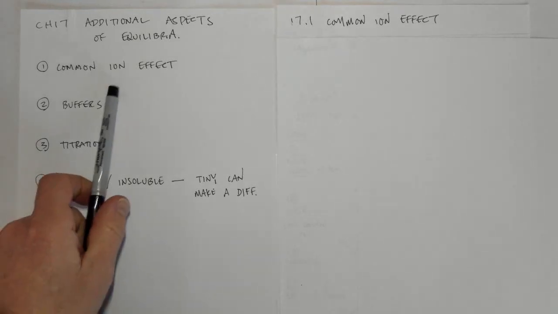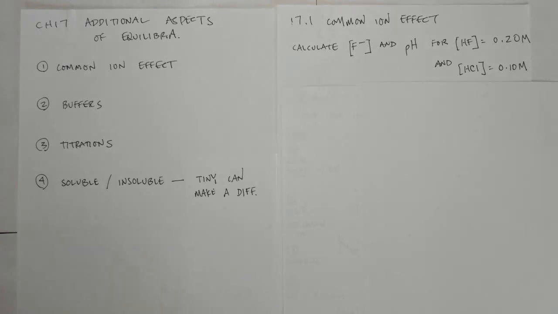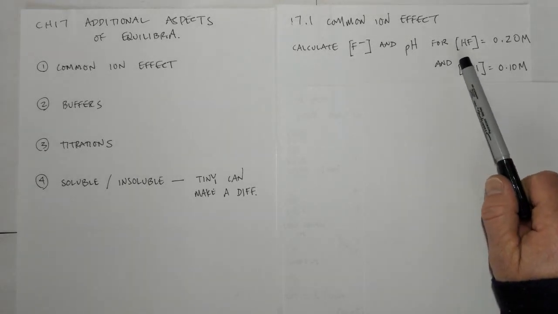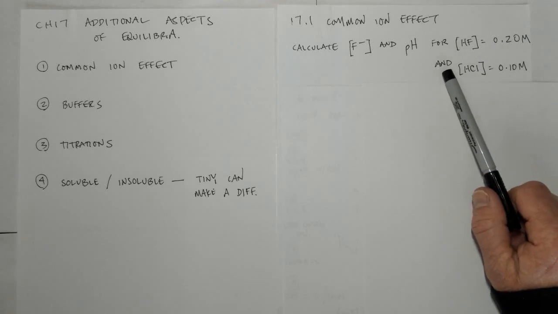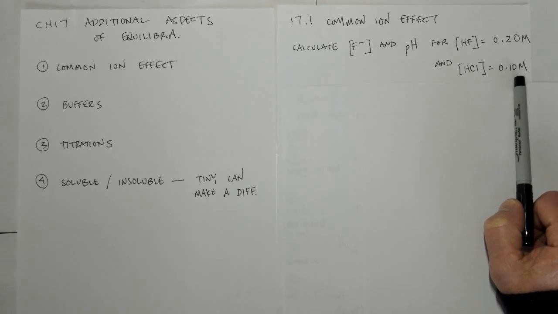So here we are in the common ion effect. It's chapter 17, section 1. And the common ion effect is when we have something dissolved in water, usually a weak acid or base, and then an ion that is in common with that. So let's jump right into a sample problem. Let's calculate the F minus ion concentration and the pH for a concentration of HF acid of 0.2 molar, and additionally in this solution we have some HCl at 0.1 molar.